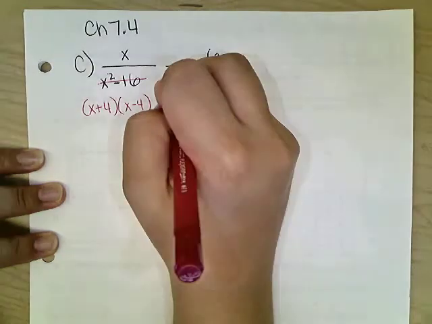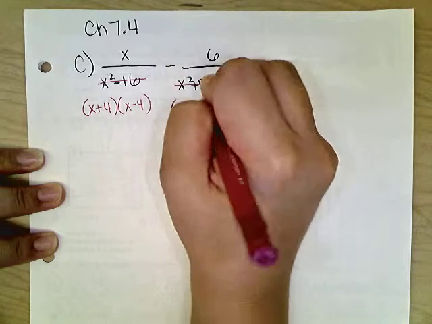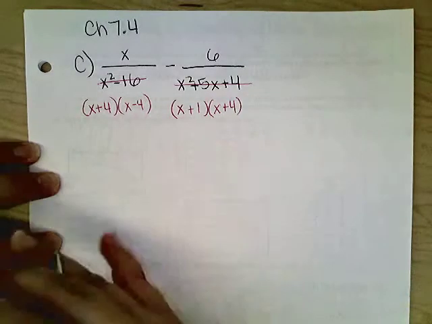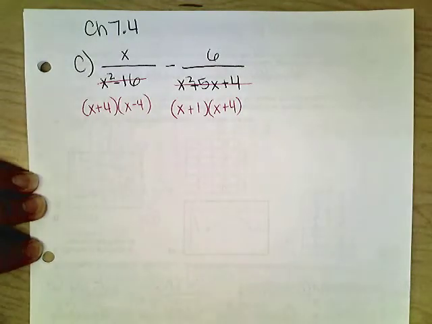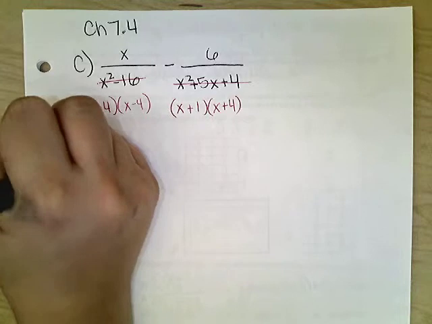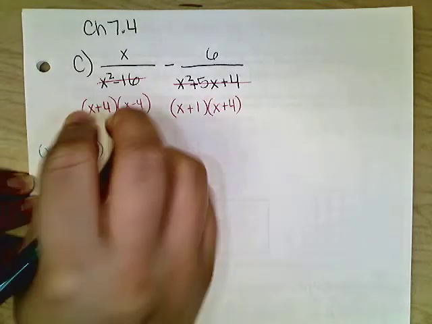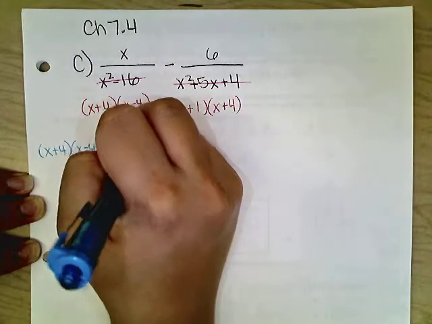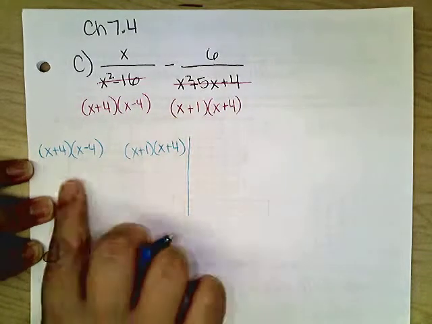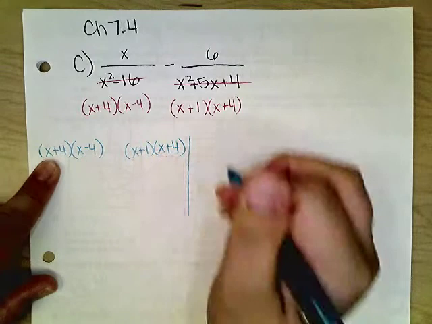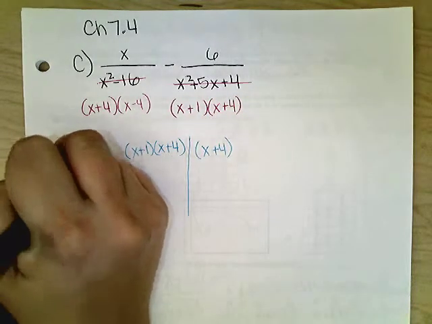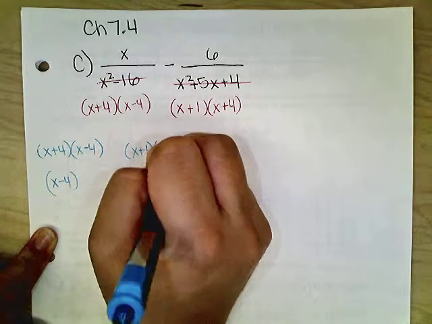Our second one here, we can factor into x plus 1 and x plus 4. So now I'm going to use my method of finding the common denominators here. I'm just going to write this out as x plus 4, x minus 4 in one column. In the other column, x plus 1, x plus 4. And I want to find out what do they have in common. They both have an x plus 4, so I'm going to bring that out. What do we have left? We have an x minus 4 in the first column. We have an x plus 1 in the second column.